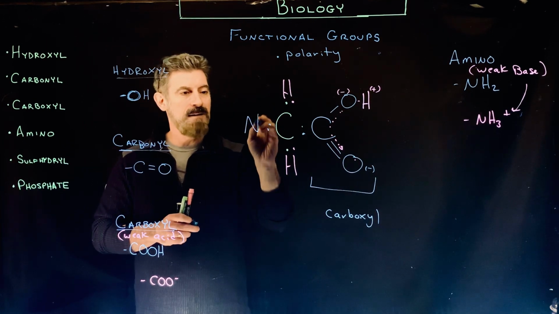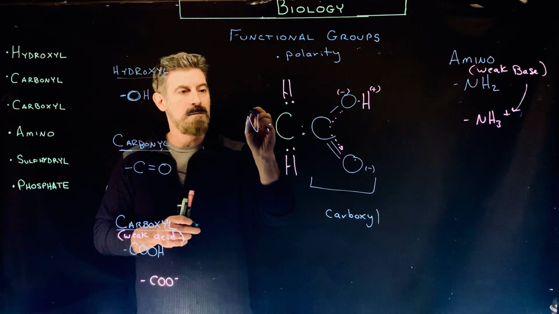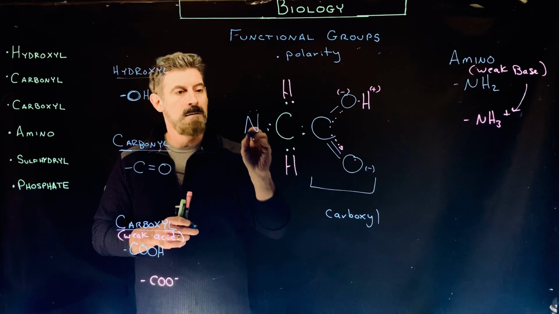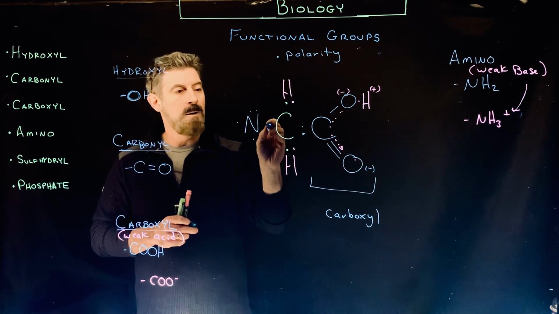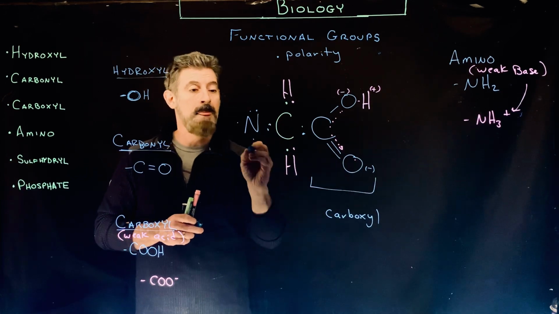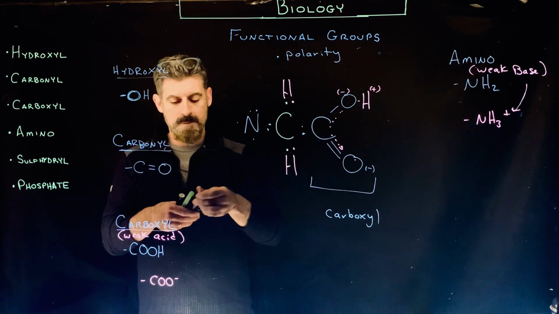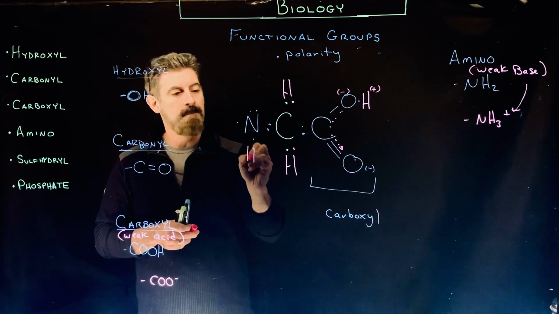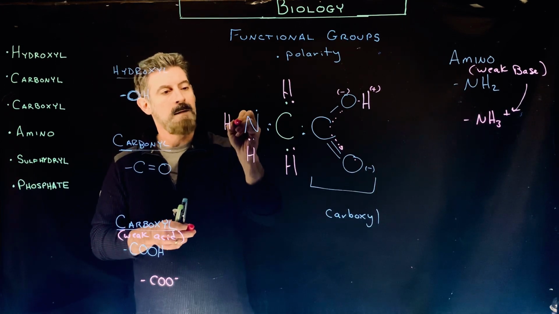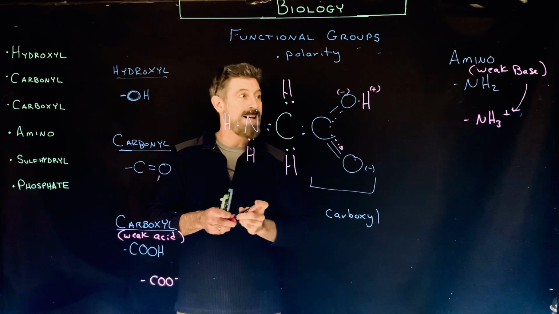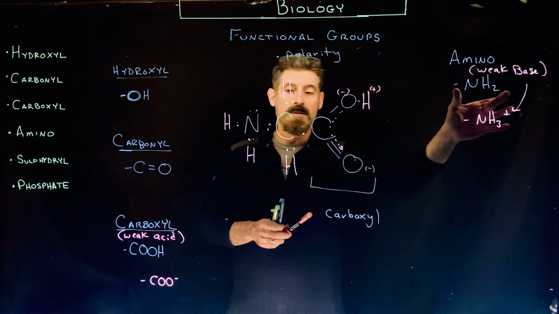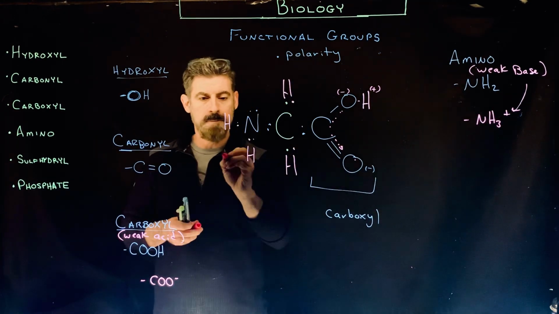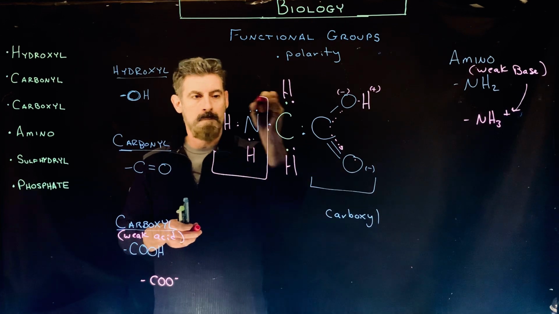Nitrogen has 5 electrons in the outer shell. So one of those is going to form a pair and bond with this carbon. Another is going to pair up and bond with a hydrogen. And another with another hydrogen. Okay, so it's NH2. This right here. This is the amino group.